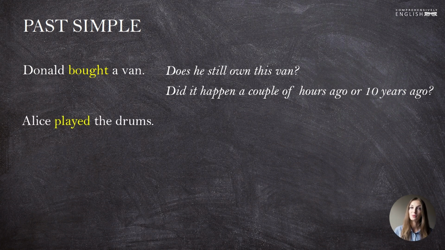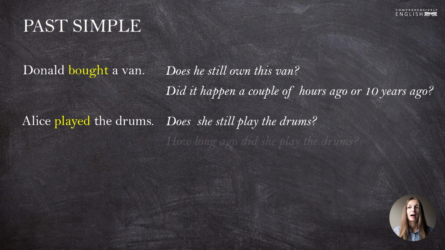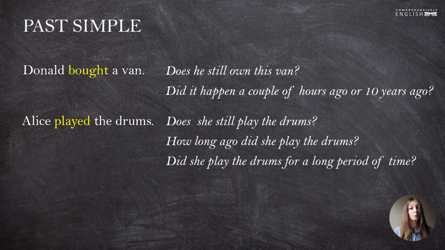Let's look at another example. Alice played the drums. What does this sentence tell us? It tells us that Alice played the drums at some point in the past. Does she still play the drums? How long did she play the drums, and did she play the drums for a long period of time or not? These questions are not answered. We cannot answer these questions looking at this sentence.